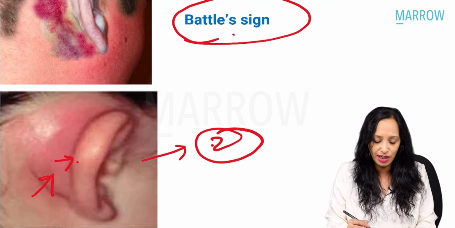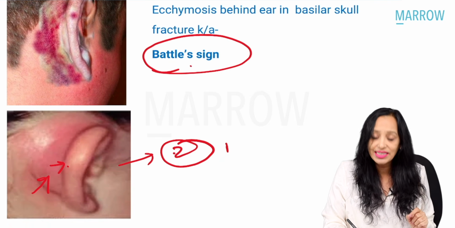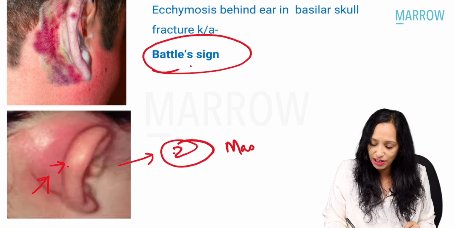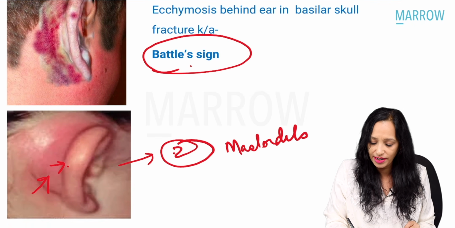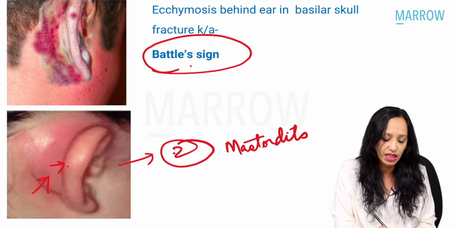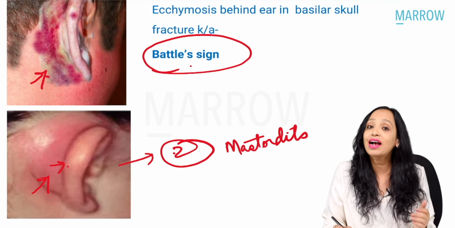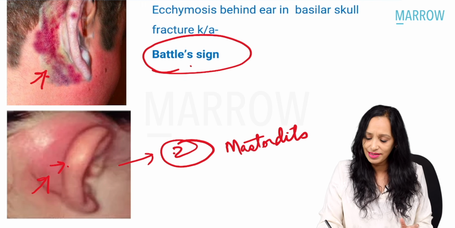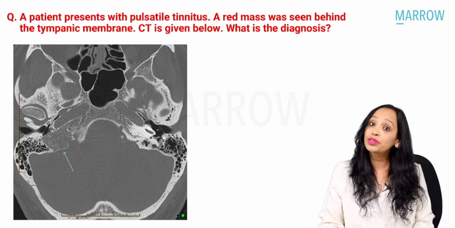This is the typical appearance of mastoiditis. Yes, we can never confuse it with the bruising or the ecchymosis of the Battle sign. The next question, this was a question this year.